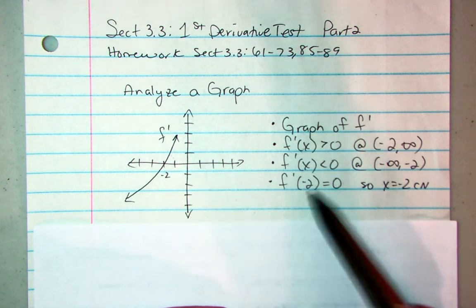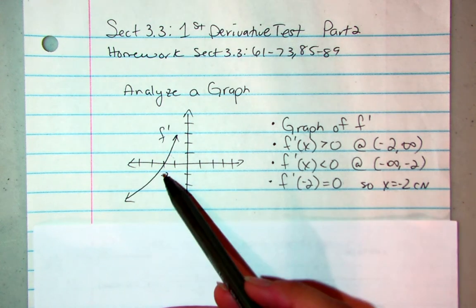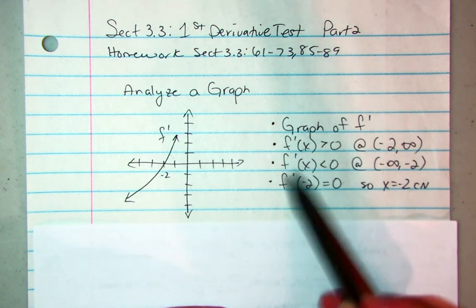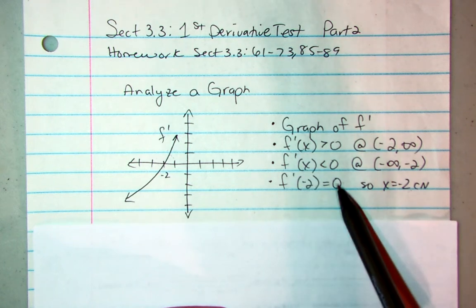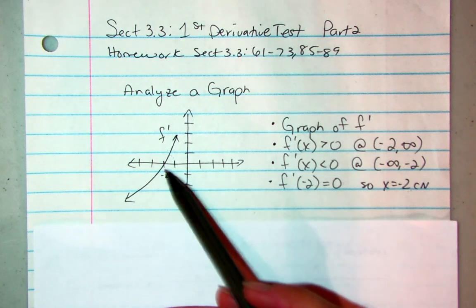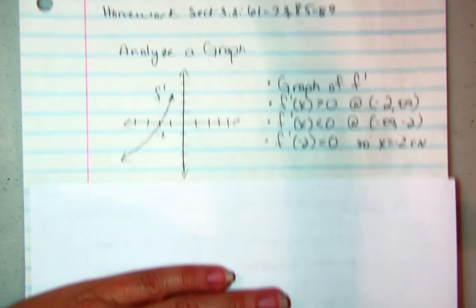If my first derivative is 0, that means that x equals -2 is a critical number. Isn't that how I find a critical number? I set the first derivative equal to 0 and find out what x values. Well, here it is graphically. It's -2. So let's take it a step further.